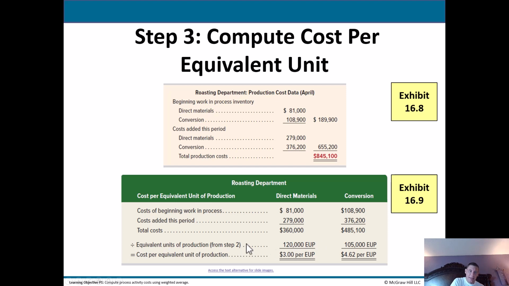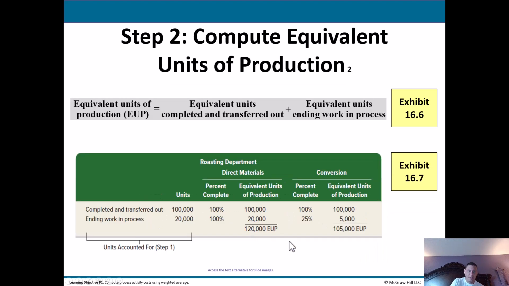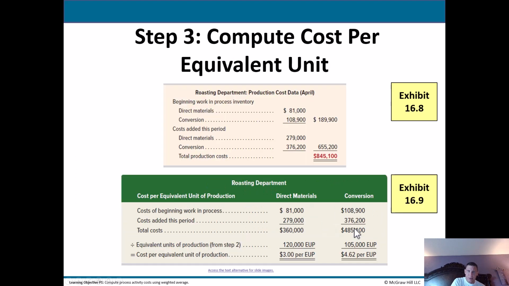So we're dividing. Notice I put here, from step 2, 120,000 equivalent units of production for materials. If we go back, you can see here 120,000 equivalent units of production for materials. And then while we're here, just to refresh your memory, 105,000 equivalent units for conversion. So you can see where I plugged in the 120,000 for materials and the 105,000 for conversion. So we have a cost per equivalent unit of $3 for materials, and then we have 4.62 for conversion.